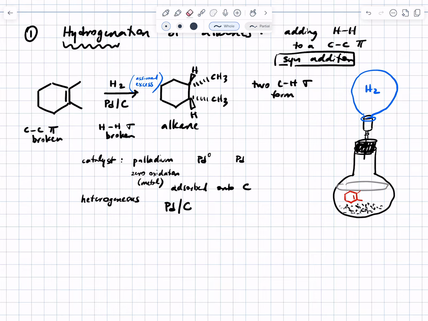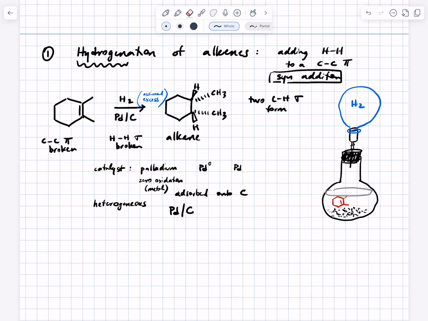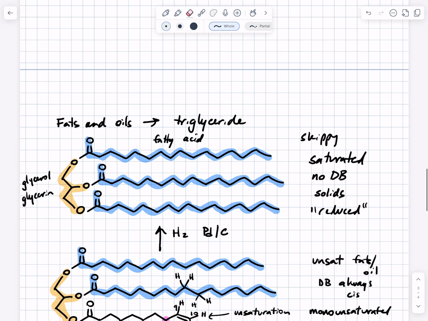So this reaction is used a lot in the food industry, and we talked about this before. So in our chapter on non-covalent interactions, you recall that, I need to erase some stuff.